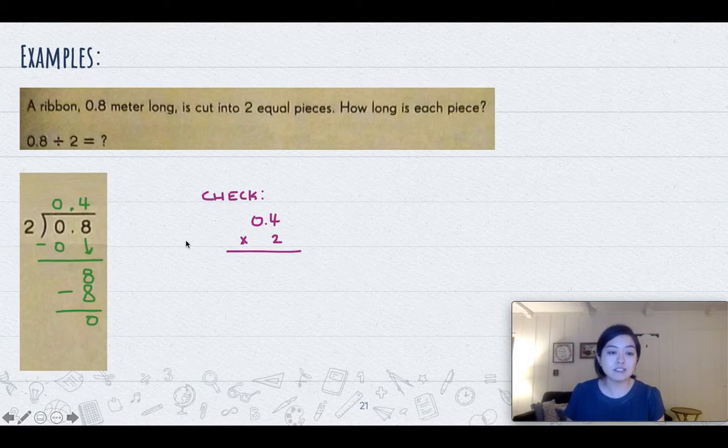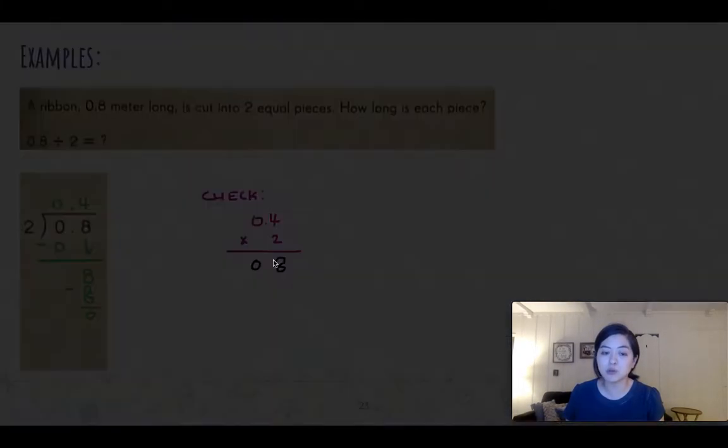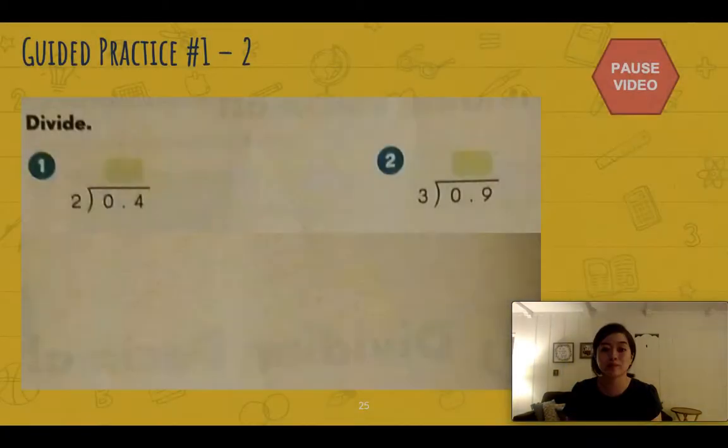So now let's check. We have 0.8 divided by 2 is 0.4. So then if I multiply 2 times 0.4, I should get 0.8. Let's try it. So 4 times 2 is 8. 0 times 2 is 0. Let's drop the decimal point. It's 0.8. Perfect. It works out.